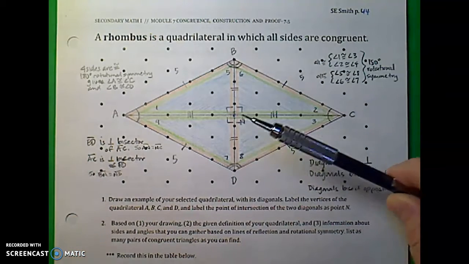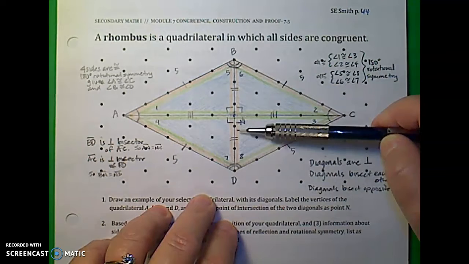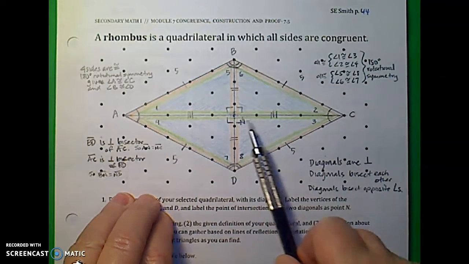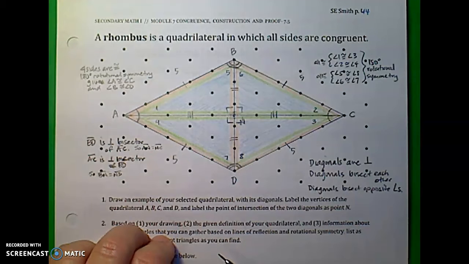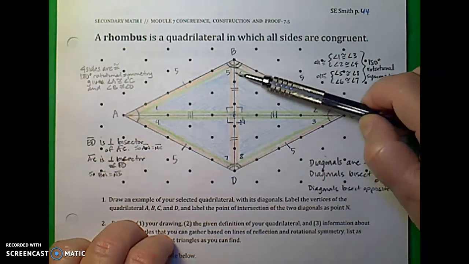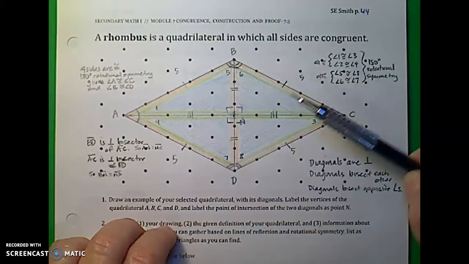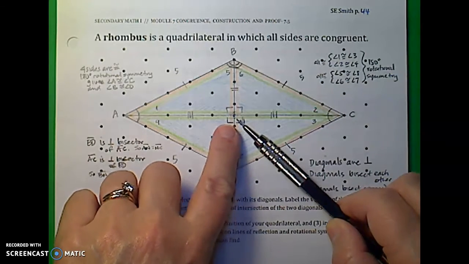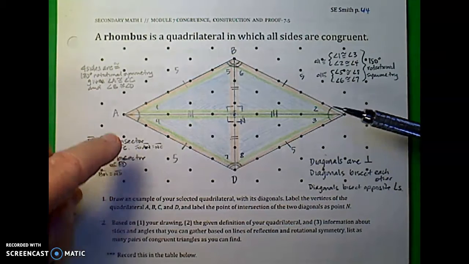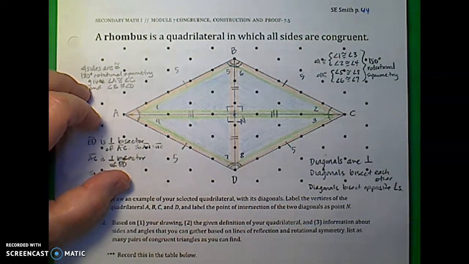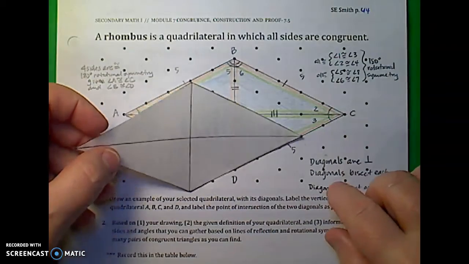And then with our diagonals bisect each other. So we have those two marks. This diagonal gets bisected. So you have those two marks that make those congruent. The diagonals are perpendicular. We have four right angles. The diagonals bisect opposite angles. I don't have that marked on here, but you could do that. And you could show with rotational symmetry and reflection also that you have those conditions.